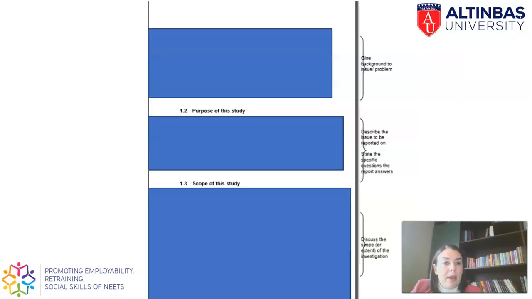In the introduction part, give the background, the issue of the problem, the purpose of the study, describing the issue to be reported on, and stating the specific questions the report is going to answer. In the other part, the scope of the study discusses the scope or the extent of the investigation, and so on.